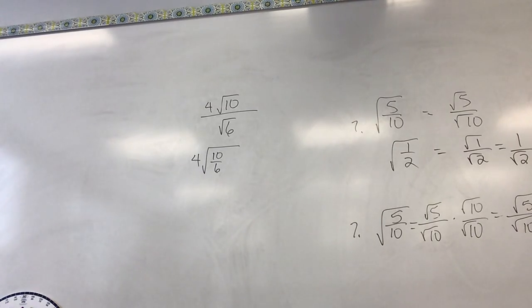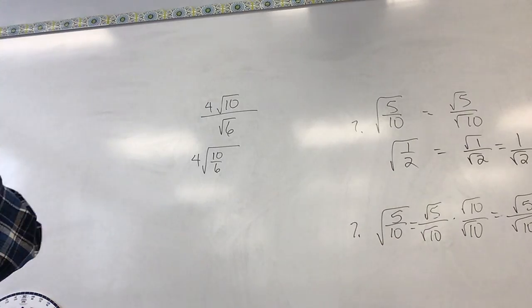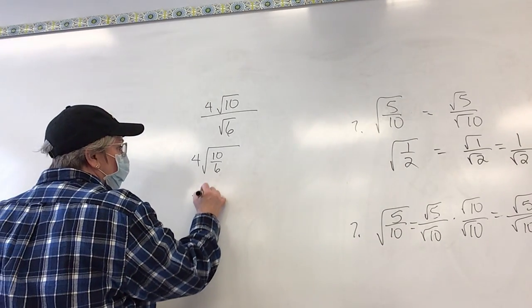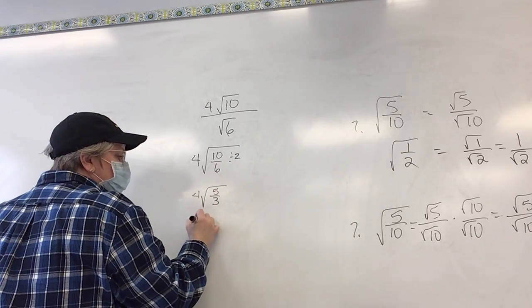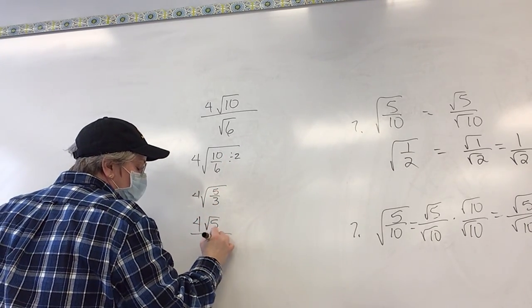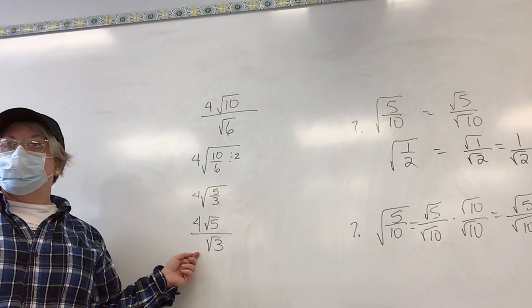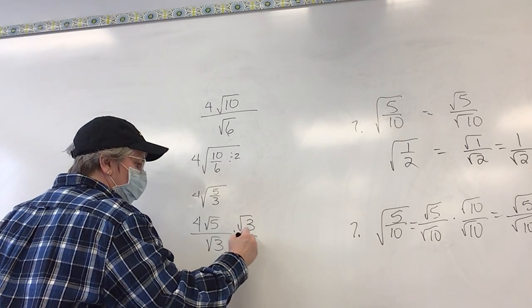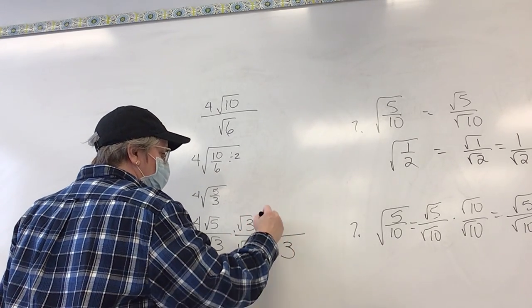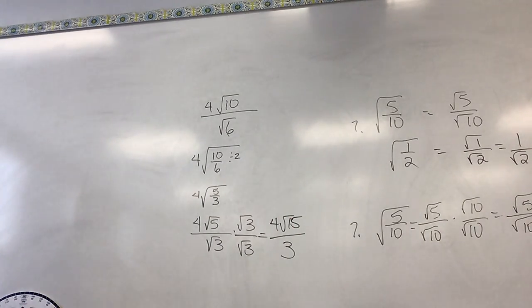Take that 10, 6, and what can we do with that 10, 6? Yeah, divide it by, what do we get? Divide it by 2. 5/3. So now take that and reposition it back up and separate it. And now what would I rationalize it with? Square, you got it. Nice job. So I get 3 and 4 radical 15 in the top.